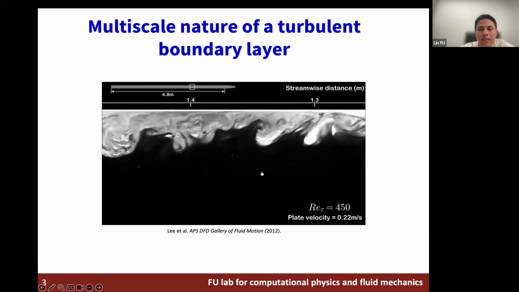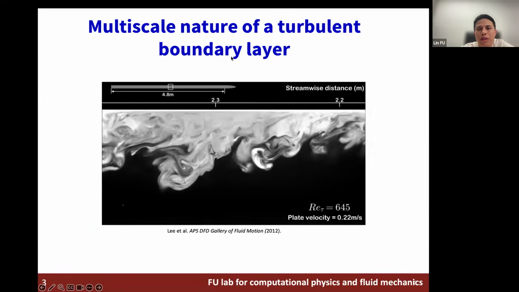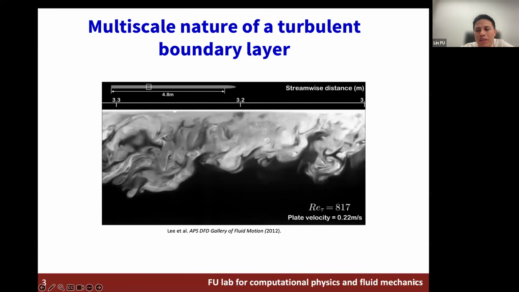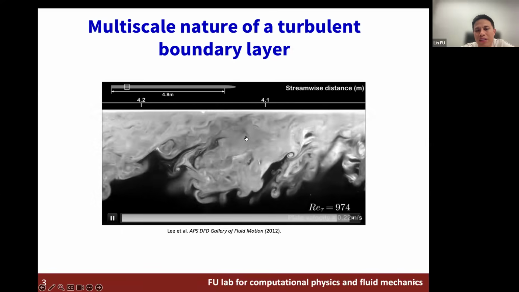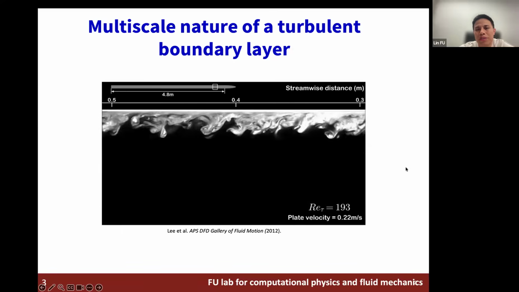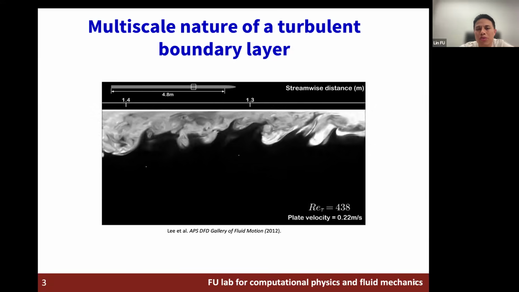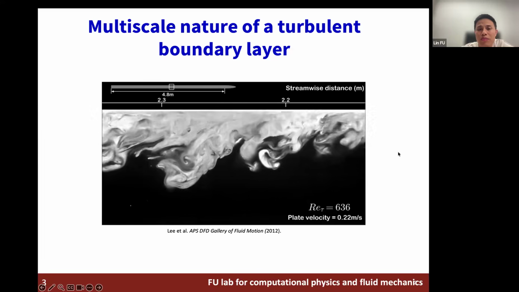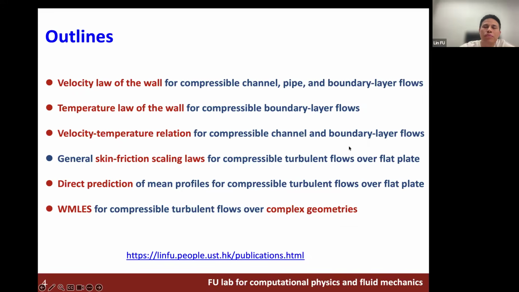And here we show one animation from experimental measurement about the multi-scale nature of the turbulent boundary layer. You can see that, right? With the increase of the Re tau, the Reynolds number, the boundary layer becomes thicker and thicker, and you see this coherent motion, which is multi-scale and chaotic, but you can also see some patterns appear, right? So it's rather challenging to do direct numerical simulation to resolve all the scales, especially at a practical Reynolds number for aerodynamic applications.